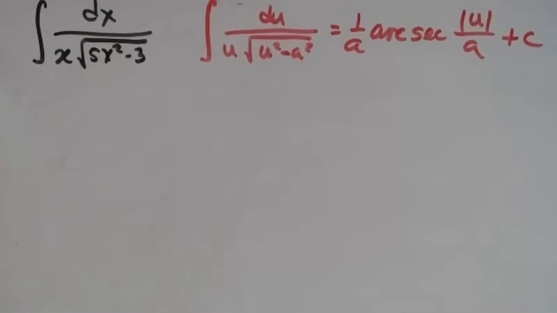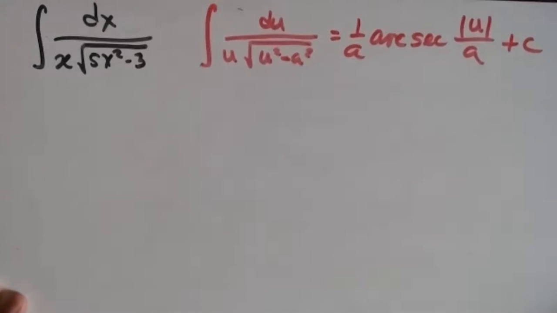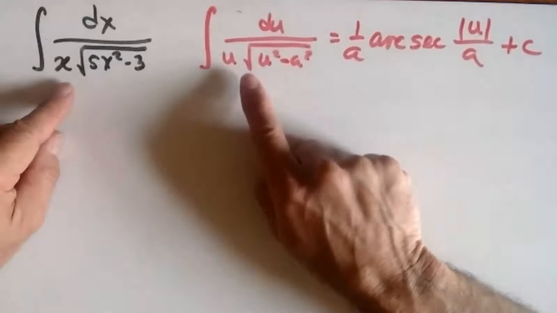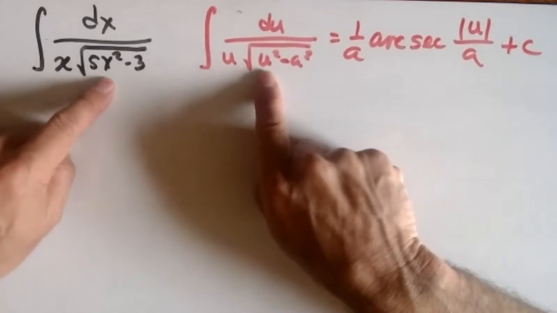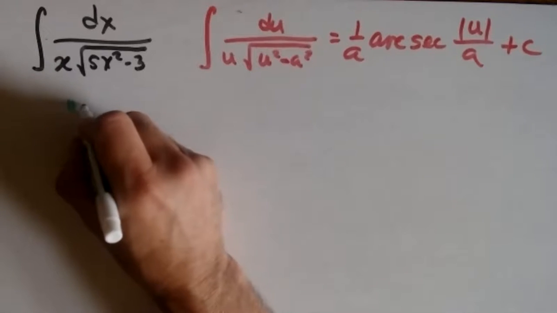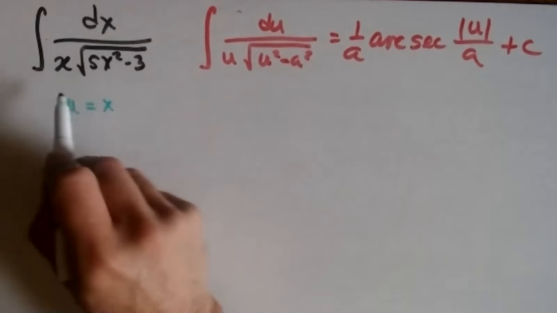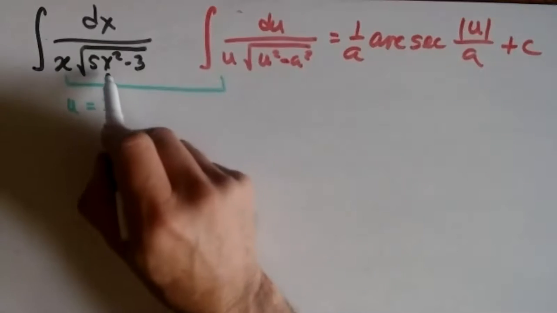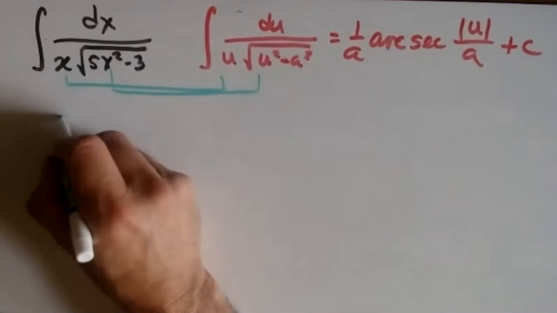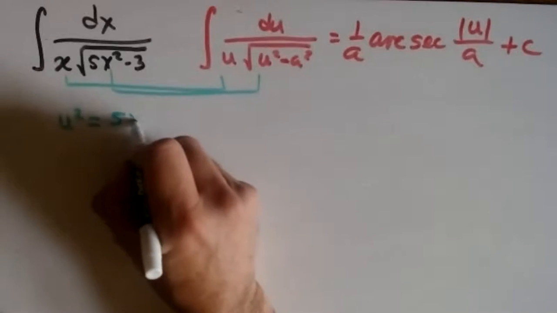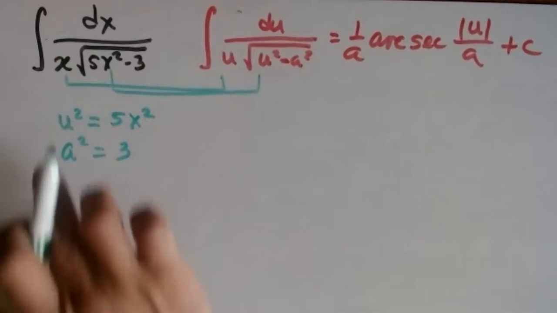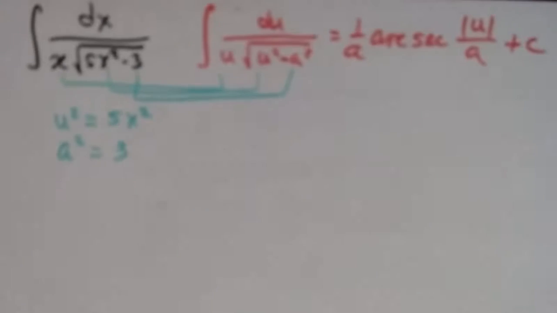Now, what is the point here? Well, we have to match these two the best way possible. So the du looks like this, right? Whatever is inside the root is inside this root here. So we're going to do simply u equals x. That's the first thing. We compare these two. But also we have u squared equals 5x squared. Then a squared equals 3. You see? So this one with this one, right?